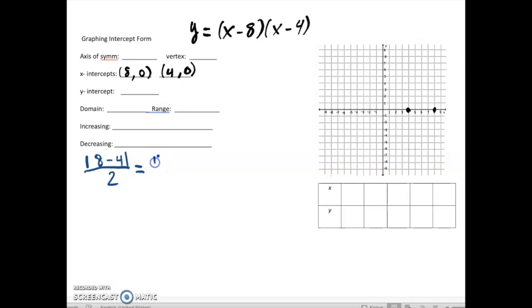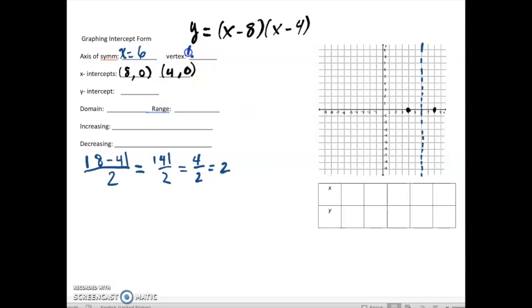So I'll simplify this. This is going to be the absolute value of 4 over 2. Again, if this was negative, it would just become positive, but it's already positive, so it stays that way. And then 4 divided by 2 is 2, and there you go. So this doesn't mean my axis of symmetry is at 2. It means my axis of symmetry is 2 spaces from either one of these. So it should be right there. So my axis of symmetry is at x is equal to 6.